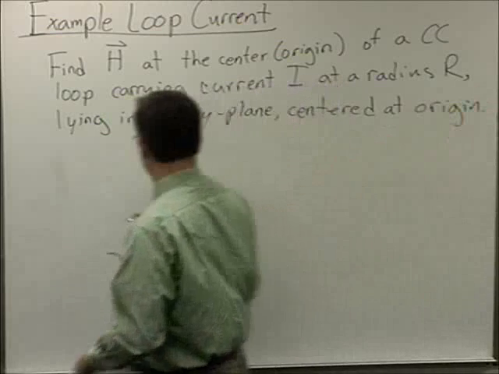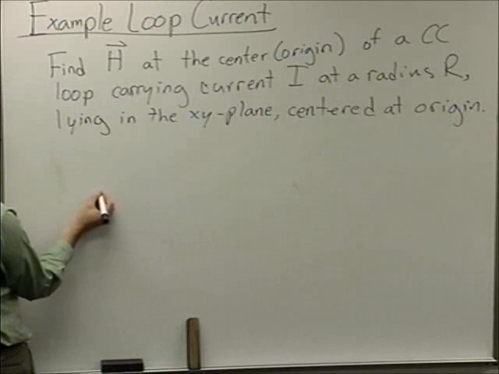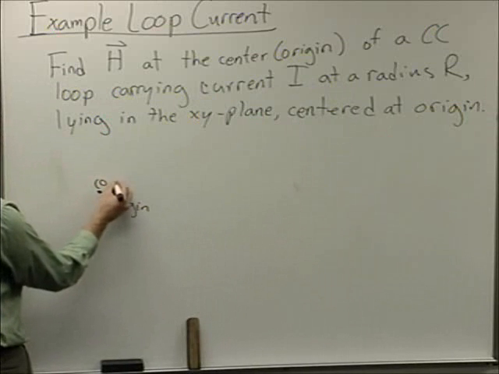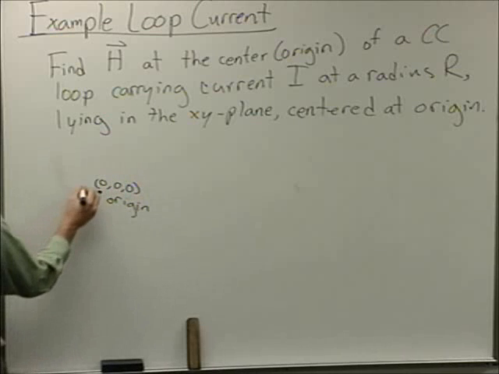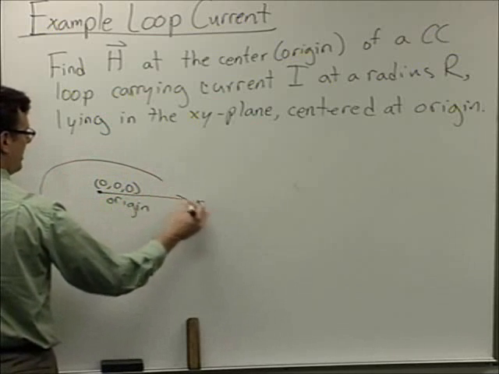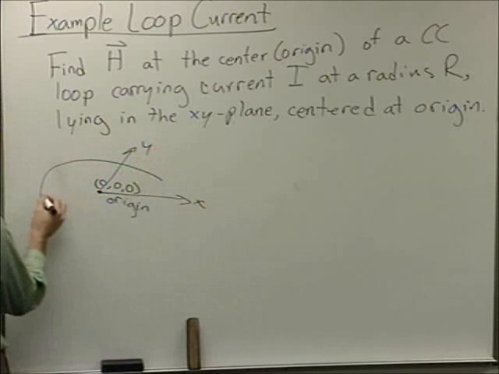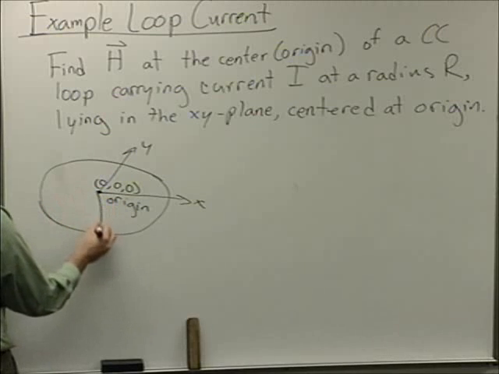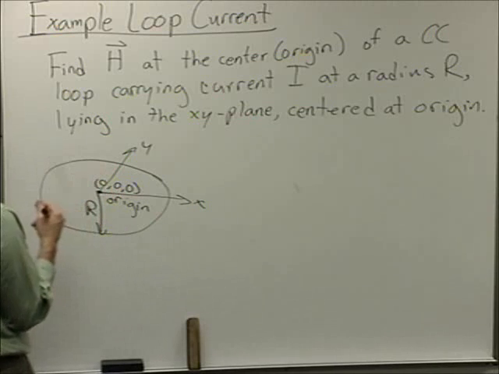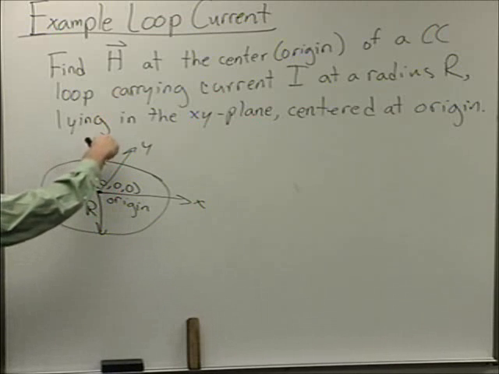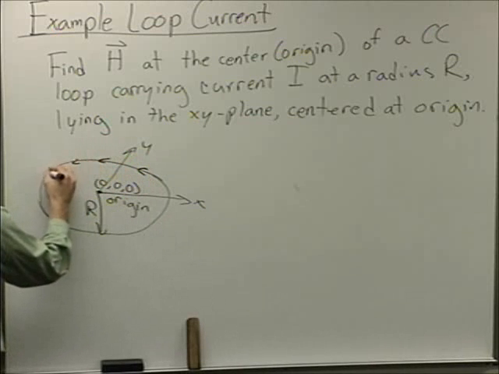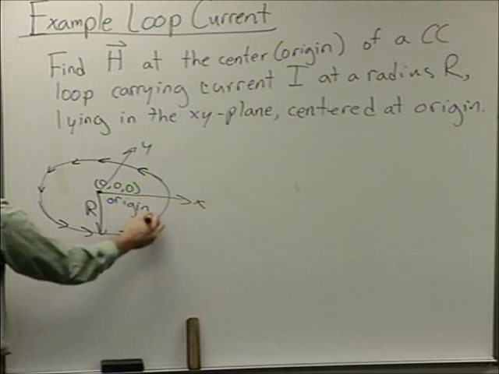So let me sketch that. Let's always start these problems by sketching. Here is our origin. It's at 0, 0, 0, and that's actually where we're going to observe our H field. In the xy plane, let me draw my x and y axes. At a radius of capital R, a constant, I have a counterclockwise loop. What is a counterclockwise loop? This is a clock, and I'm looking down. Clockwise is this way, counterclockwise is this way.